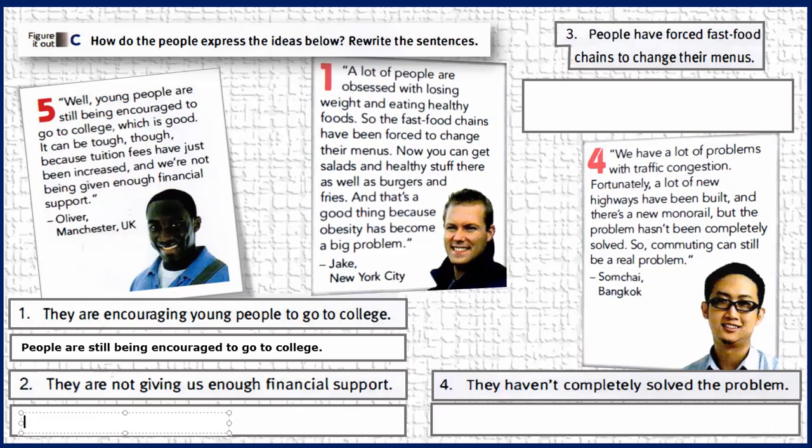And what is the substitution, Vanessa? Was it Vanessa? So that is the statement we have right here. They are not giving us enough financial support, right? But how is the way Oliver said it? He said it in a different way. What are his words?